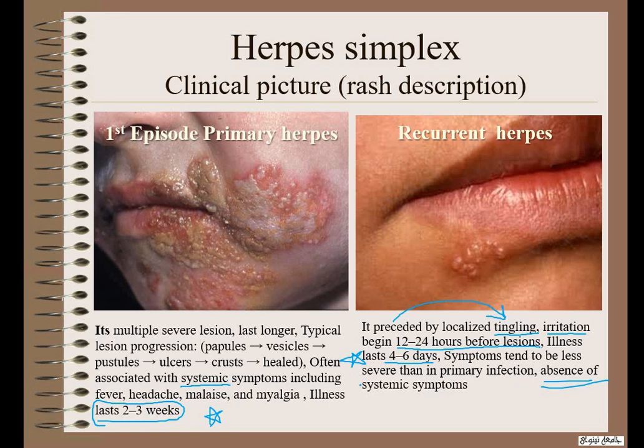So the difference from the primary is, first, that the lesion is preceded by a tingling sensation. Second, the number of lesions is very few, grouped vesicles on an erythematous base. It lasts something like 6 days, and there is an absence of systemic manifestation.